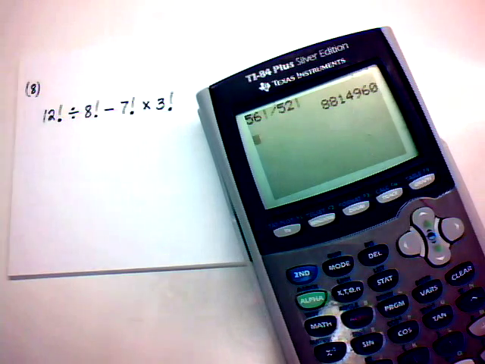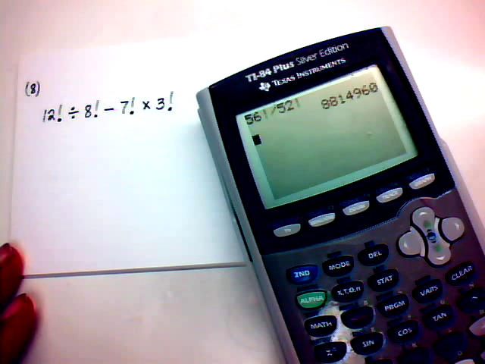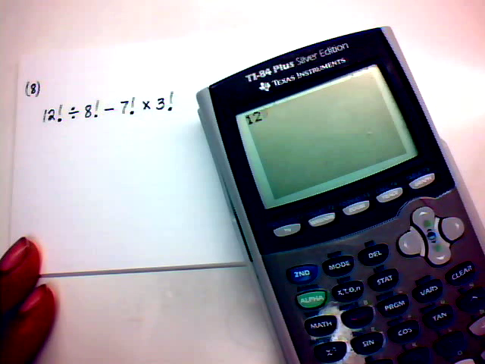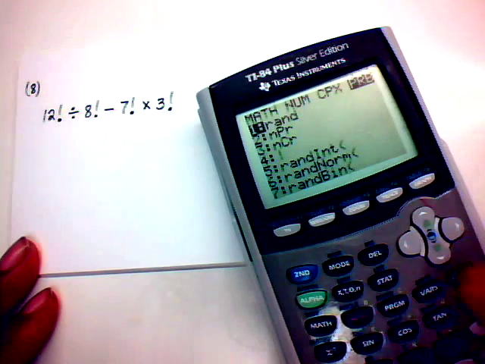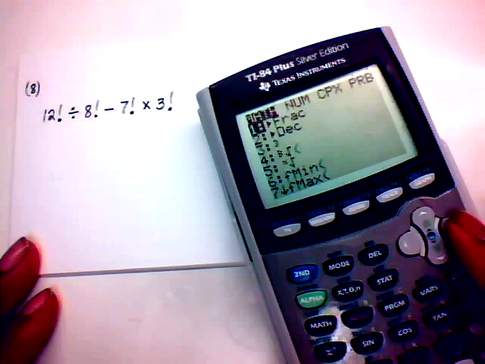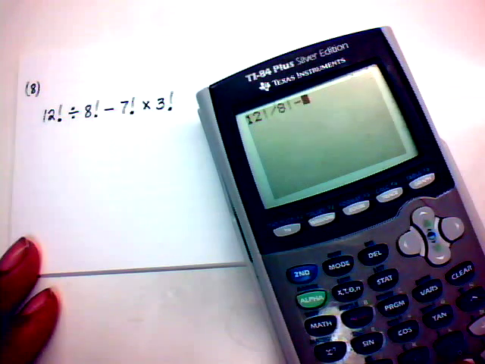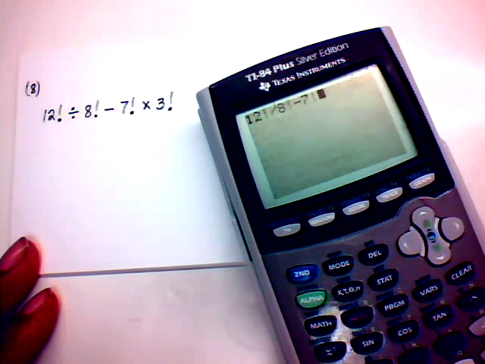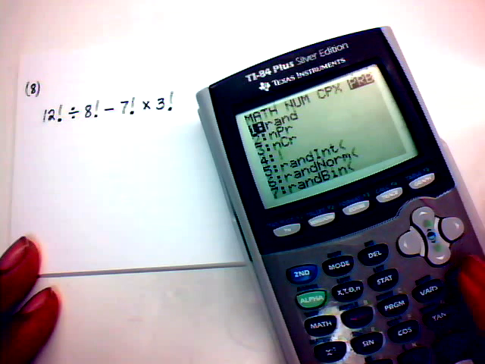All right, number 8. This one also has factorial symbols in it. 12 factorial divided by 8 factorial minus 7 factorial times 3 factorial. In this case here, let's do this, 12. And then the factorial key, you'll hit the math, go to PRB using your right arrow button, and then select number 4. And then divide it by 8, hit the math key, go to PRB using your right arrow key, and select number 4, minus 7, then math, go to PRB, and select number 4 again, and then times 3, hit the math key again, right arrow to PRB, and then select number 4.